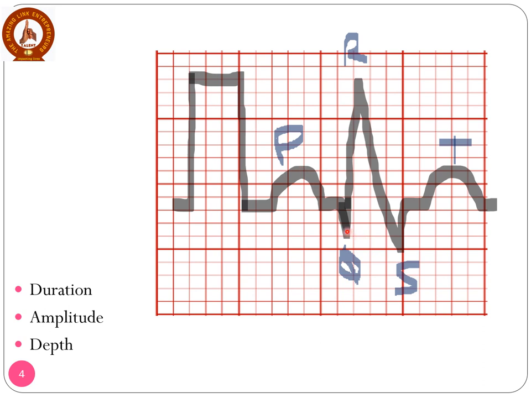Let's look at the depth of the Q waves. For the wave below the isoelectric line, you get the depth. So you assess the depth of Q wave, the depth of the S wave, whereas you assess the amplitude of the P wave, of the R wave, or the T wave if they are above the isoelectric line.